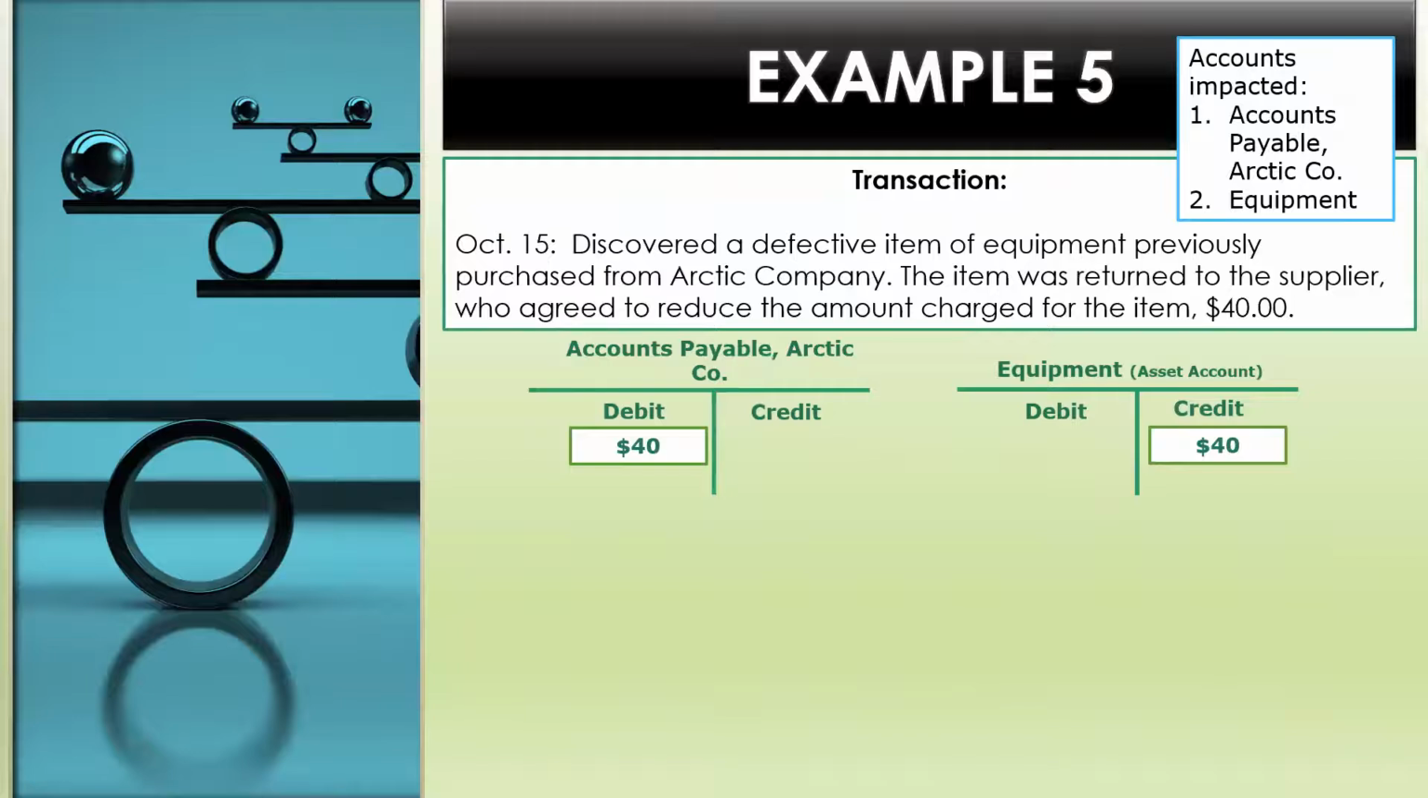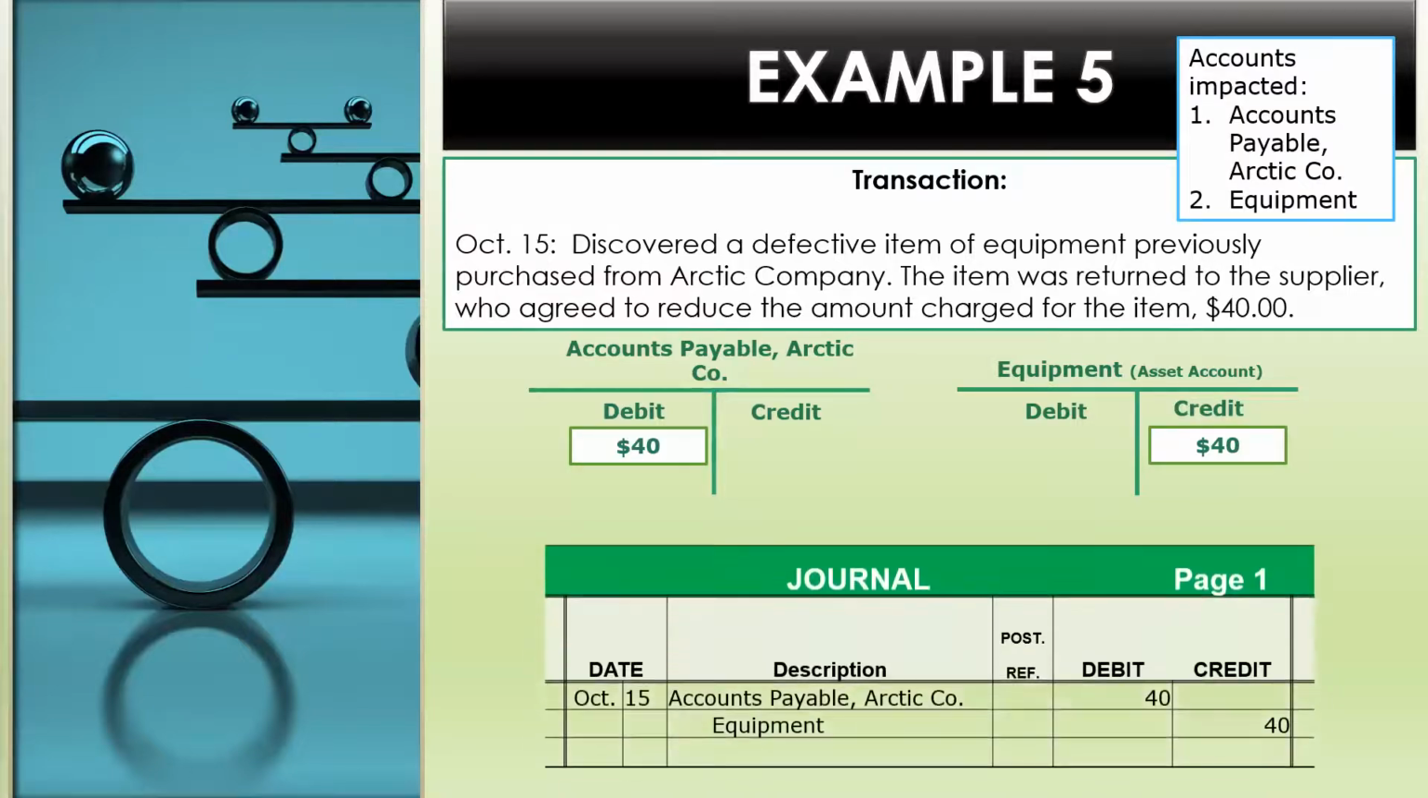One more example. Example 5, business transaction. On October 15th, we discovered a defective item of equipment previously purchased from Arctic Company. The item was returned to the supplier, who agreed to reduce the amount charged for the item in the amount of $40. This business transaction impacts accounts payable Arctic Company and equipment.